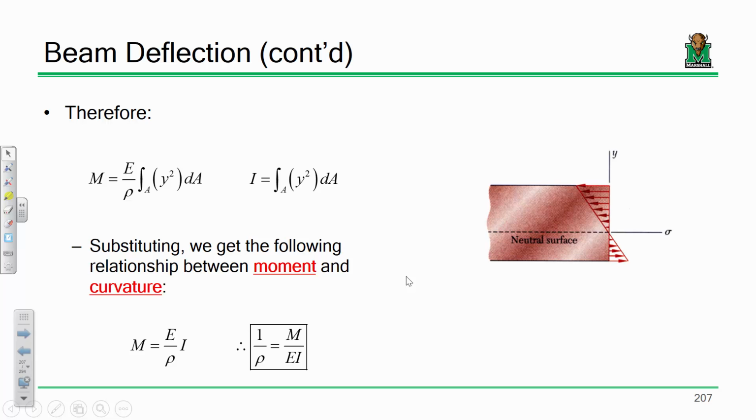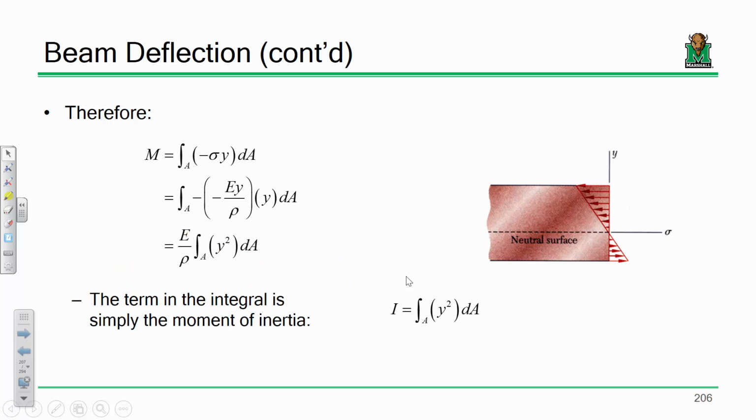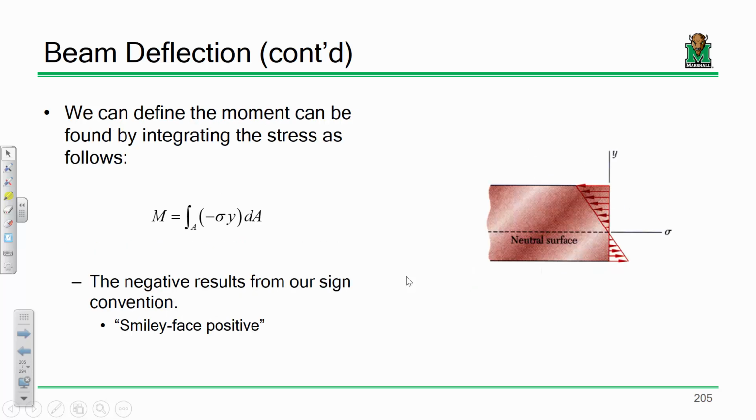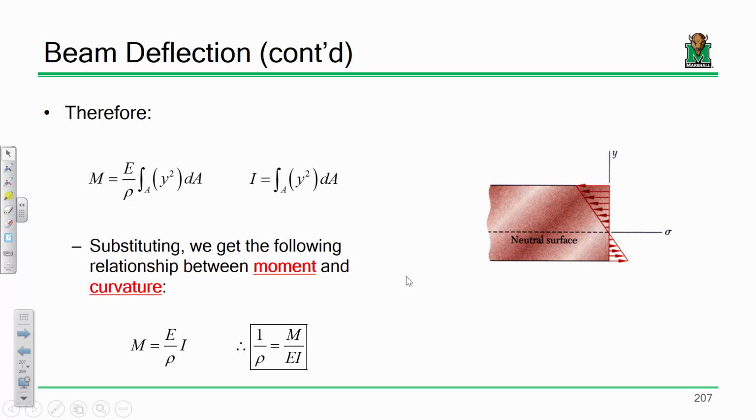This is basically the relationship between moment and curvature. What do we have in this expression? We have the moment, we have the Young's modulus or the elastic modulus E, we have the moment of inertia, and then we have this term rho. If you recall, rho was this radius right here. If you have a deflected portion of a beam, rho was the quantity defining the radius of curvature. Everybody okay with that?